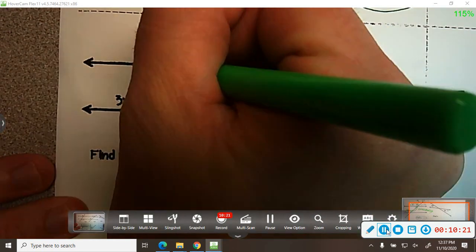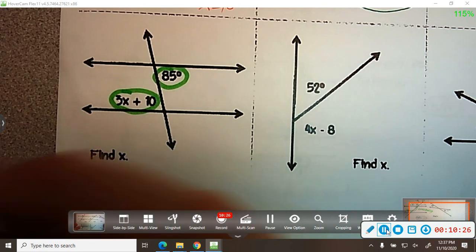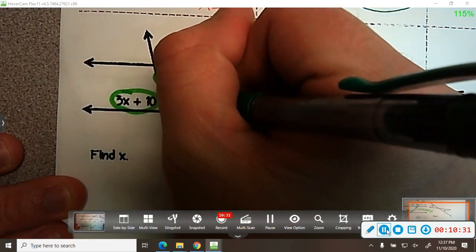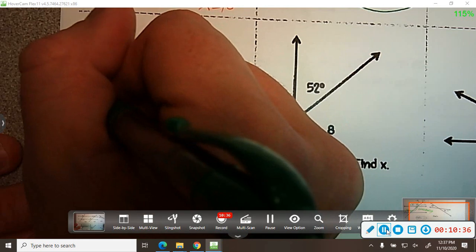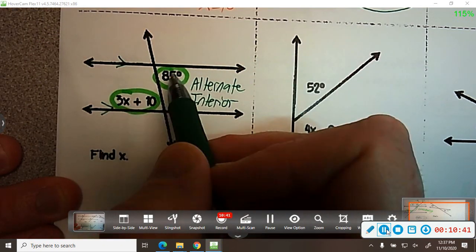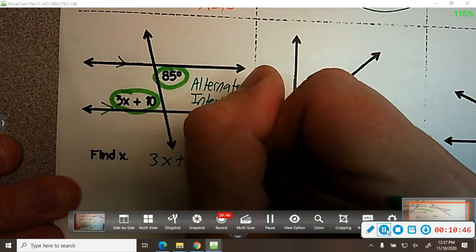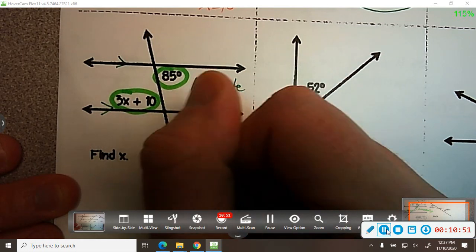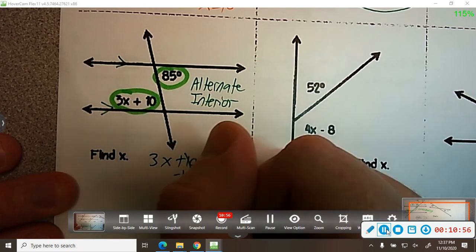Okay, let's find the relationship between these two angles. Those are what we call alternate interior. An alternate interior says if we know that this is parallel to this, and that's a transversal, then those are congruent. So I know 3x plus 10 is 85. So I minus 10 from both sides. Divide by 3, and I get x is 25.